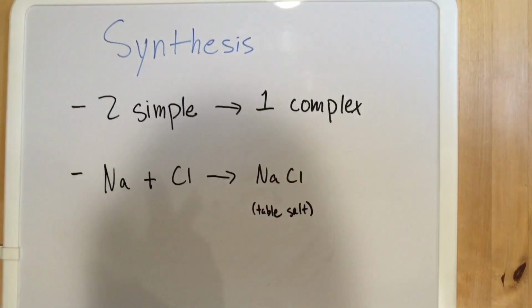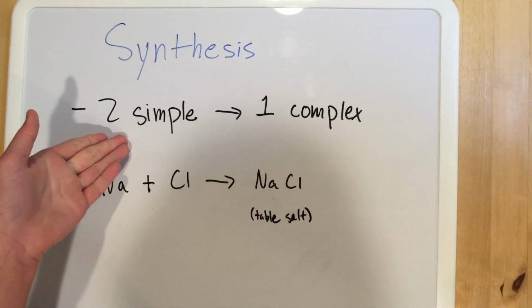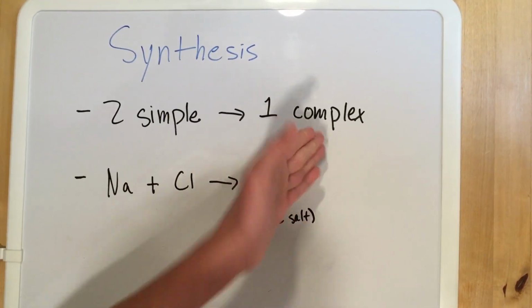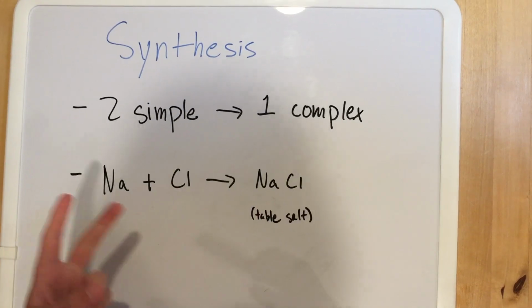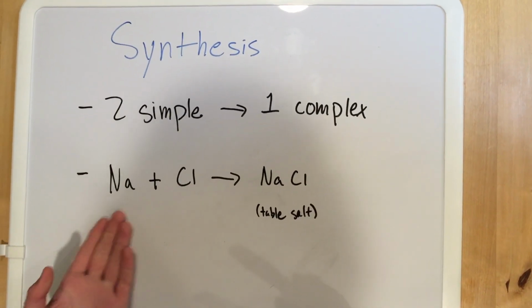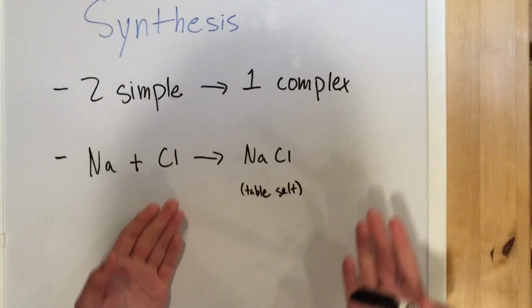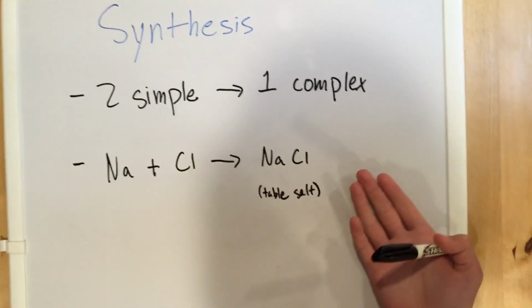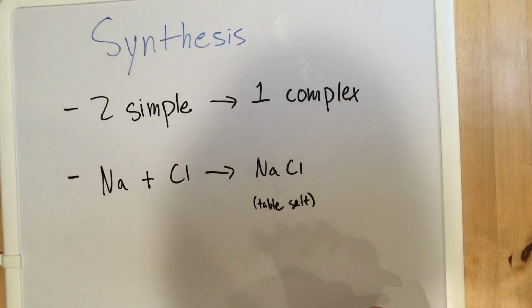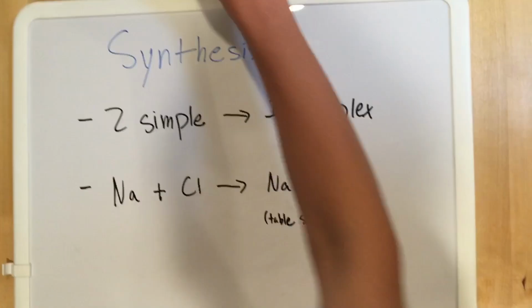So you can see here that I've written that two simple create one complex. And this means that when you have two simple compounds, such as sodium and chlorine, they will combine to make one more complex compound, such as sodium chloride, also known more commonly as table salt.